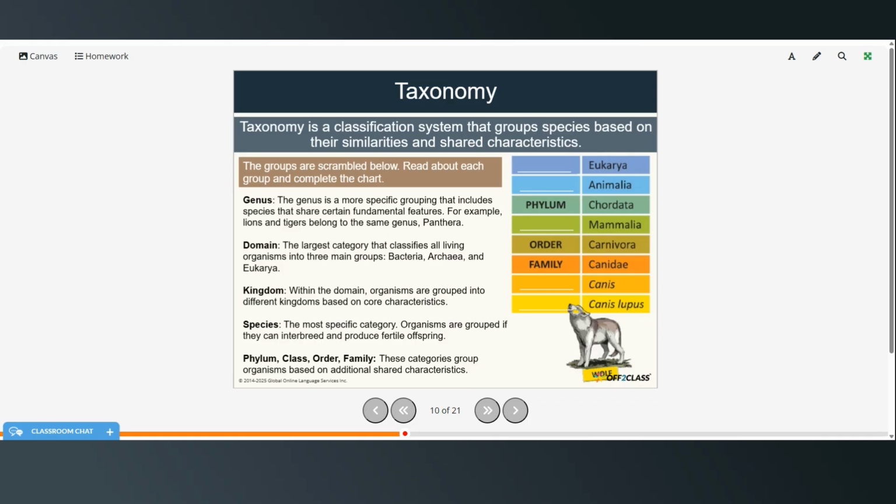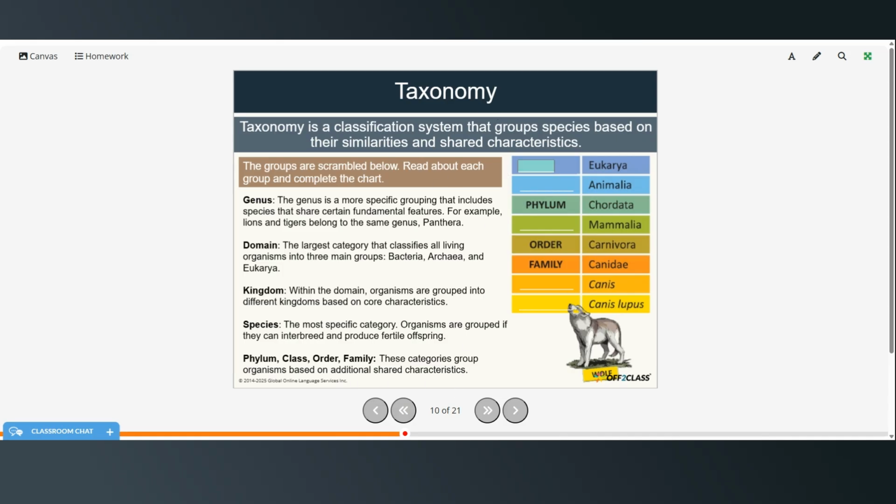Domain is the largest category that classifies all living organisms into three main groups: bacteria, archaea, and eukarya. Kingdom, within the domain, organisms are grouped into different kingdoms based on core characteristics. Species, the most specific category, organisms are grouped if they can interbreed and produce fertile offspring. And phylum, class, order, and family, these categories group organisms based on additional shared characteristics.